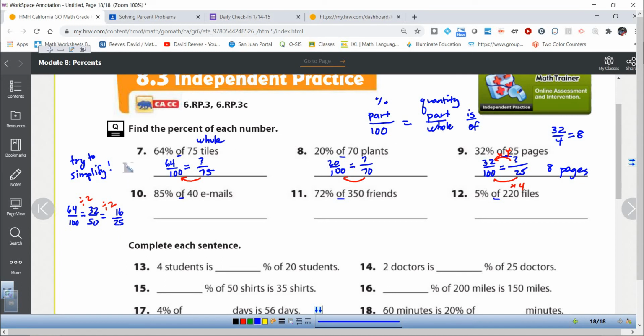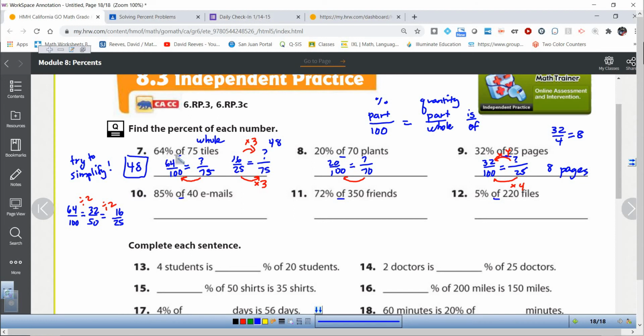All right, so now if I rewrite this, 16 over 25 equals something over 75. Now we're in business, aren't we? Because now I have a number that goes evenly into 75. I have an equivalency factor of 3. And 16 times 3 is equal to 48. All right, so that answer would be 48. So the correct answer, 64% of 75 tiles is 48 tiles.